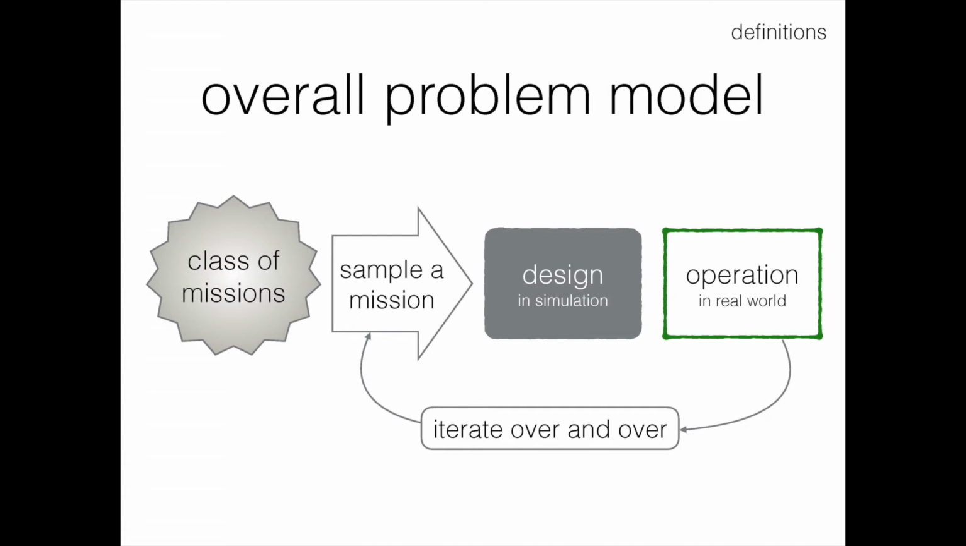The iteration loop here is what gives a practical relevance to the automatic design process. Indeed, it is because we wish to sample more and more missions out of the class of missions that it makes sense to develop an automatic design method. An automatic design method makes full sense once the effort that you put into developing the automatic design process is then compensated by the fact that you use this automatic tool over and over. It would not make sense to develop something that is fully automatic for then using it only a single time.